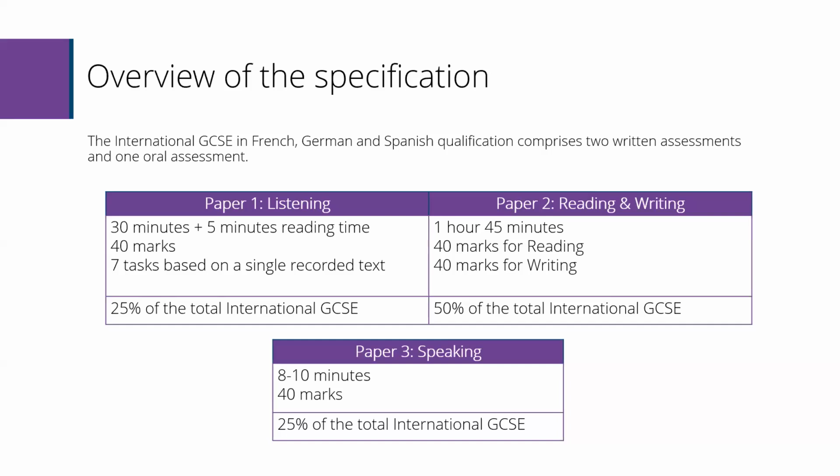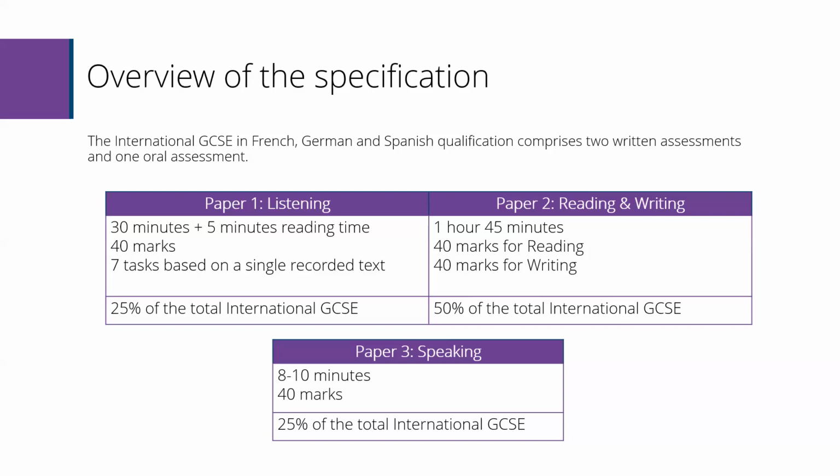There are 40 marks for paper 1. And there are 7 tasks, and each task is based on a single recorded text. So seven tasks. Okay, and that's worth 25% of the total international GCSE.